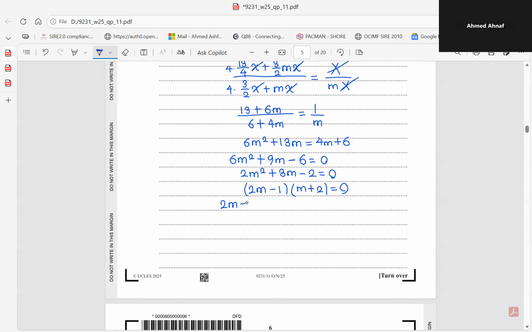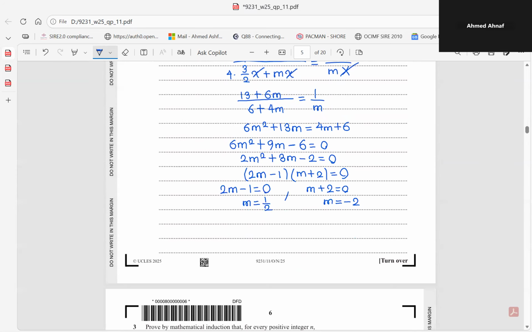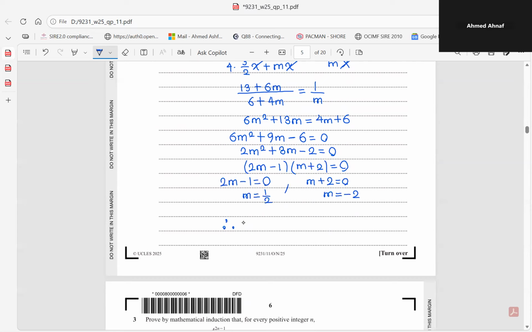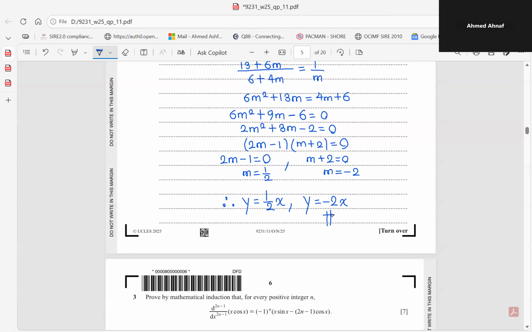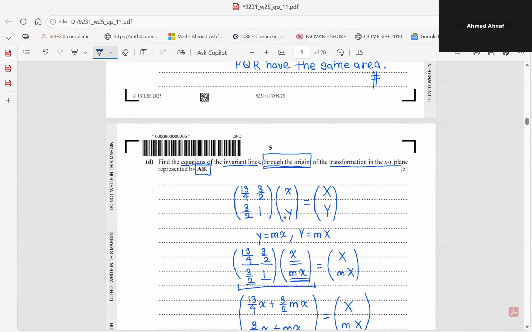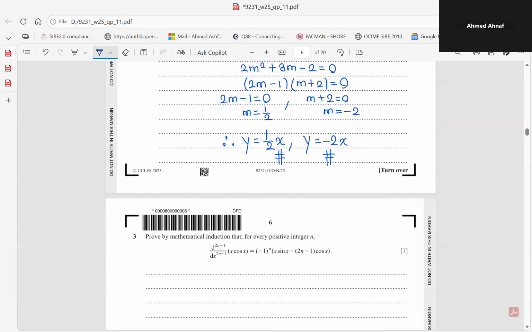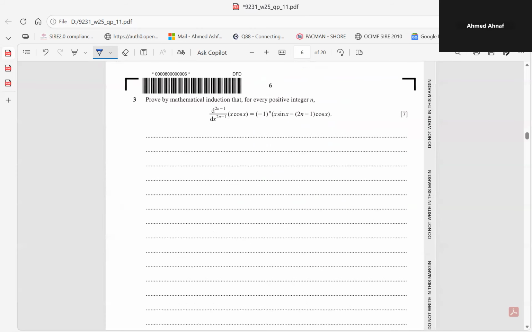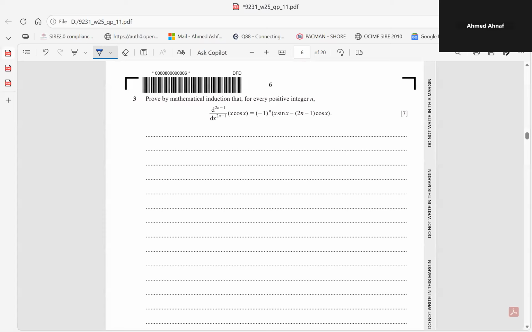Then you get 2m minus 1 equals 0. m equals half. And m plus 2 equals 0. m equals negative 2. Therefore, our invariant lines would just be y equals mx, which is y equals half x and y equals negative 2x. So these two will be our final answers for the last part as well as the entire question. Let's move on to the next question.